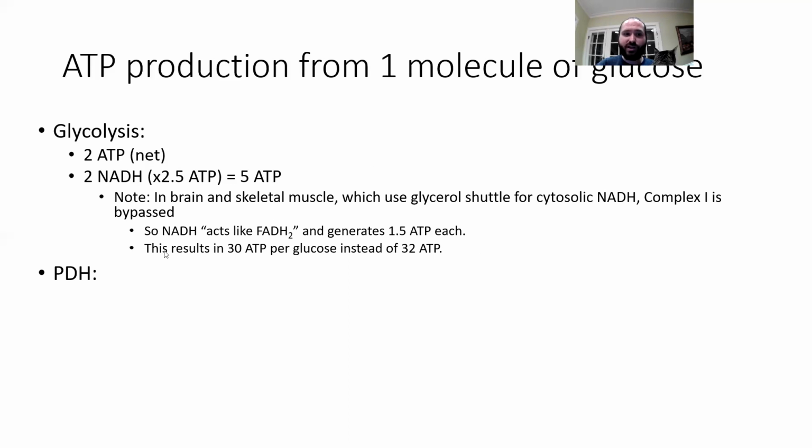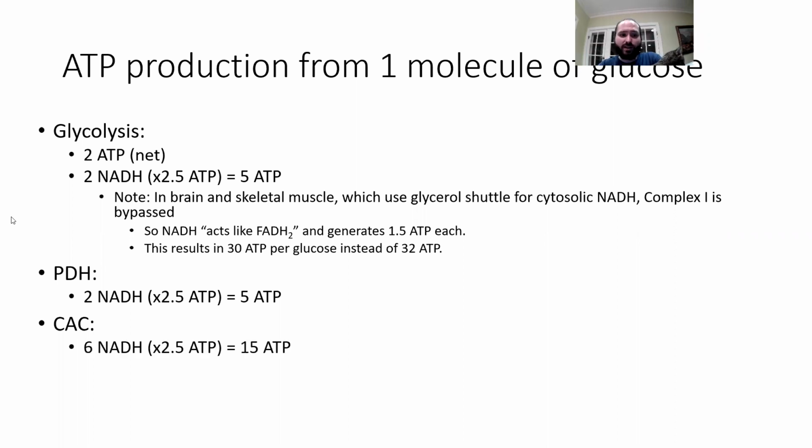And then pyruvate dehydrogenase is going to generate how many NADH per glucose? 2 NADH, so we get another 5 ATP. Citric acid cycle, what do we get from there? How many NADH per glucose? It's 3 per round of citric acid cycle, but remember 2 acetyl-CoAs, because of 2 pyruvate, will come from 1 glucose. So a total of 6 NADH, giving us 15 ATP.